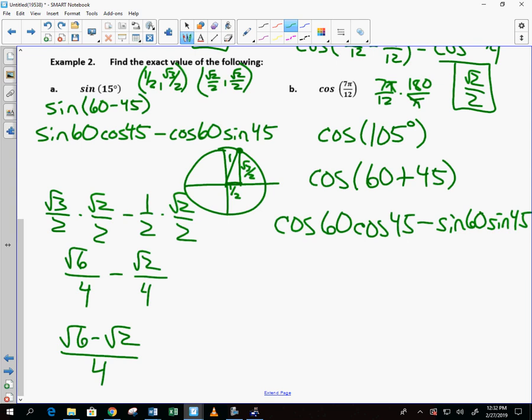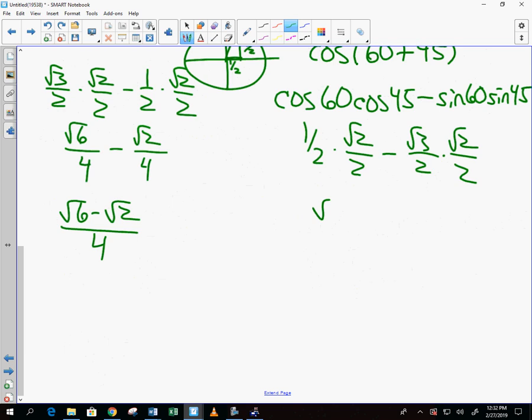So we already set up the 60 and 45 values over here, didn't we? So the cosine of 60 was 1/2. Cosine of 45 was the root of 2 over 2. The sine of 60 was the root of 3 over 2. And the sine of 45 is the root of 2 over 2. So you can see that you end up with the root of 2 minus the root of 6 all over 4. Similar to what we just had, isn't it?